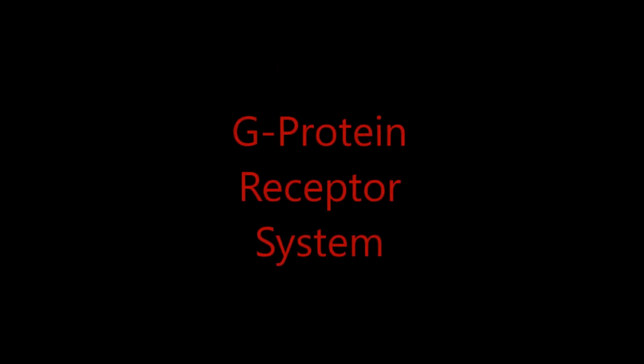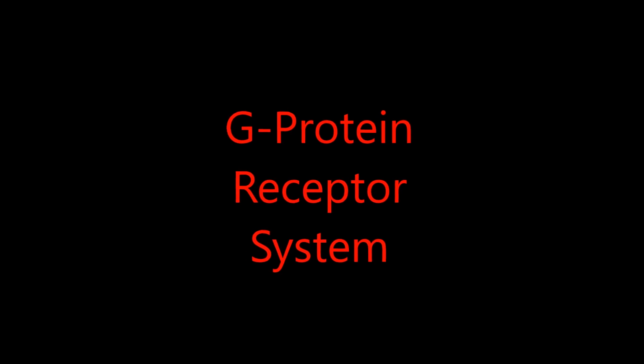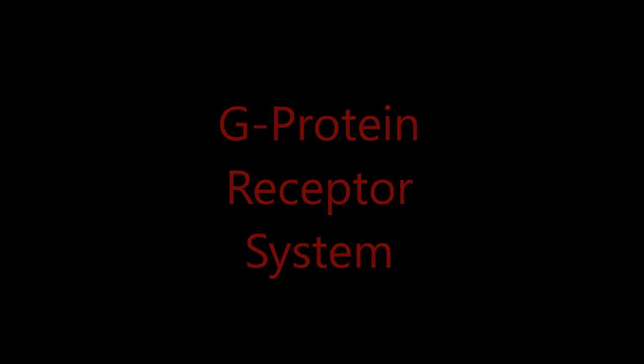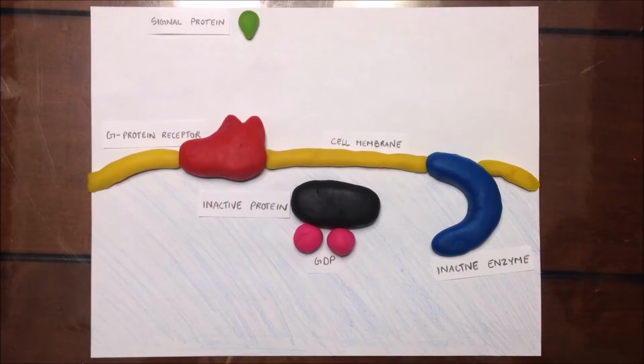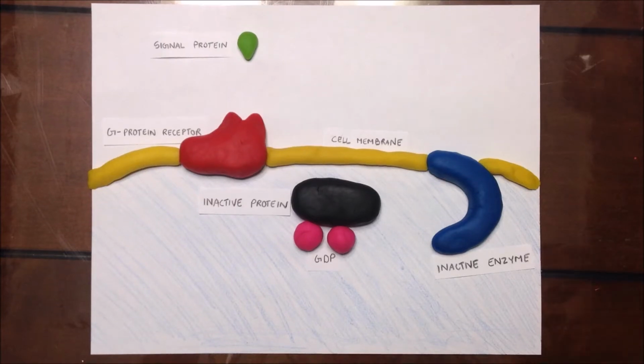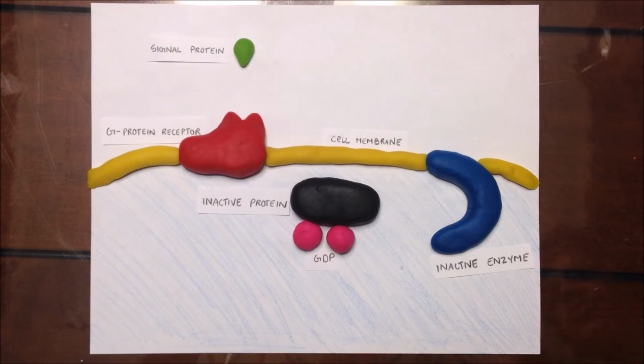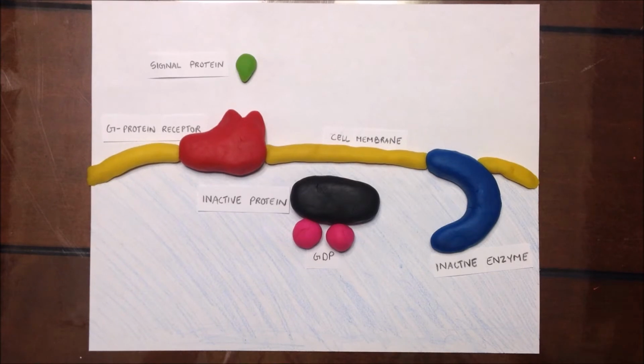We're going to start off by explaining the G-protein receptor system. This system starts when the ligand, also known as a signaling protein, binds with the G-protein receptor, which is embedded in the cell membrane.